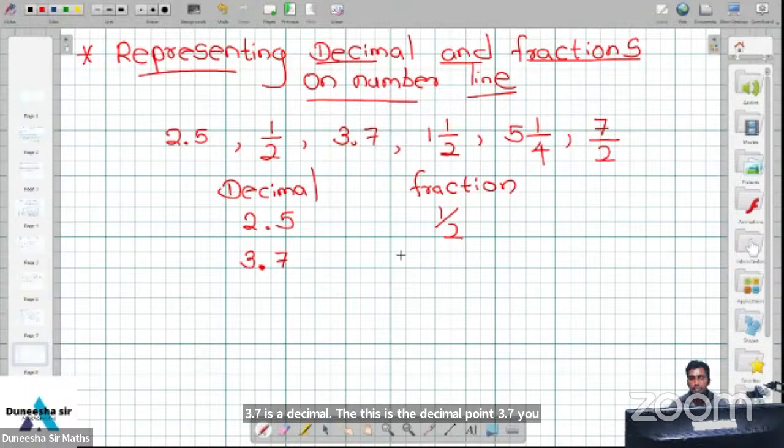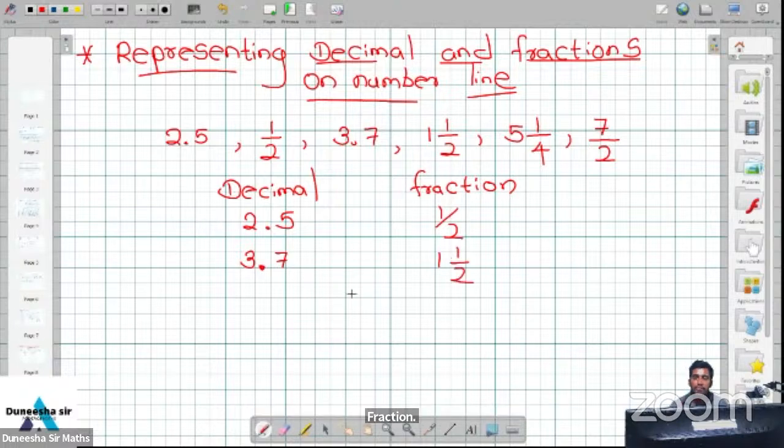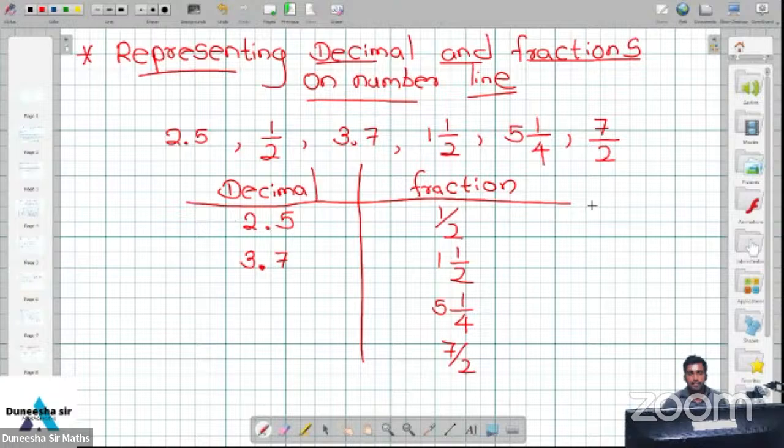Then 1 and 1 over 2. Fraction. It's a fraction. 1 and half, 1 and 1 over 2. Then 5 and 1 over 4. It's a fraction. Okay. Then 7 over 2. Fraction. Yes, it's a fraction. Okay. Can you write down these two? What are the decimals and fractions? We now know how to divide the given numbers into decimals and fractions.